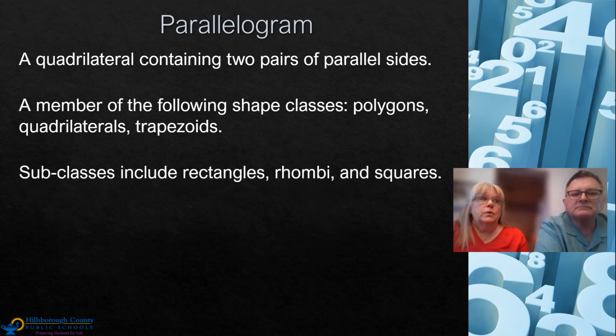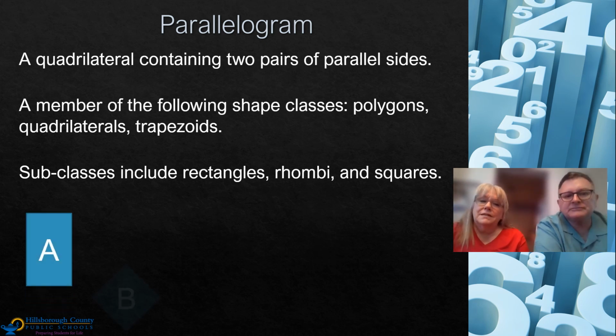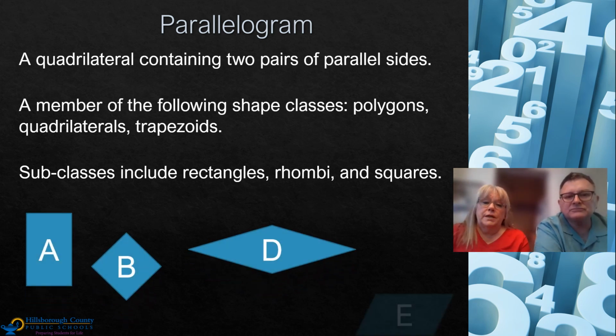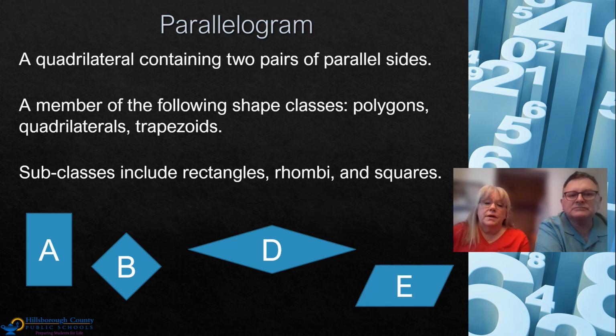The subcategories of parallelogram are rectangles, rhombi, and squares, because the defining attributes of rectangles, rhombi, and squares include the defining attribute of two pairs of parallel sides. They could have other attributes, but they include that attribute that defines a parallelogram. And from your first task today, the following shapes are all parallelograms because they all have two pairs of parallel sides.